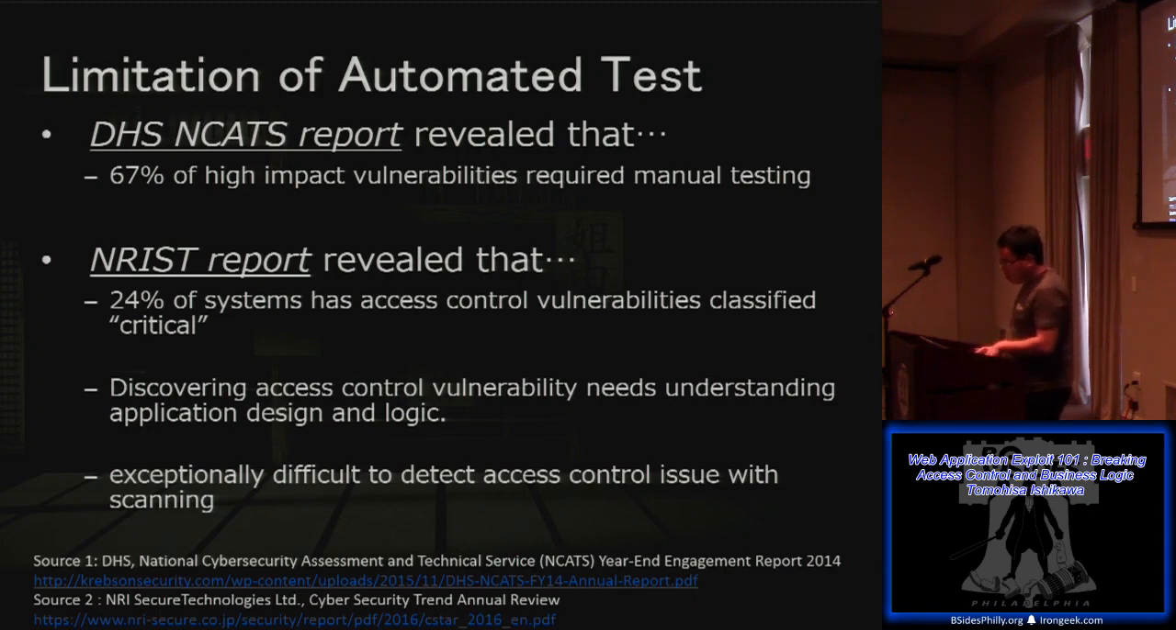Also, another company, Nomura Research Institute's NRI Secure Technologies, a Japanese security company, revealed that 24% of access control vulnerabilities were classified as critical. And discovering access control vulnerabilities needs an understanding of the web application design, and it is extremely difficult to detect access control issues with scanning. So that is why there are a bunch of limitations there.